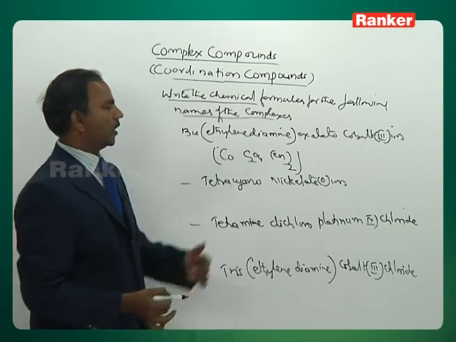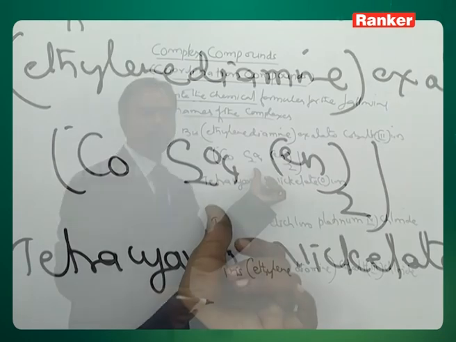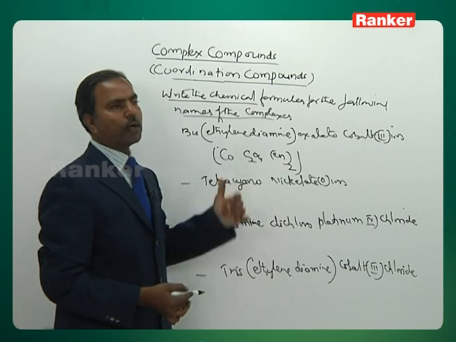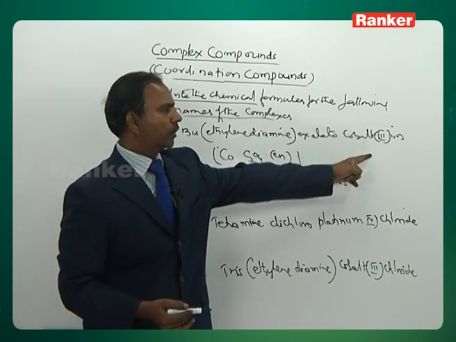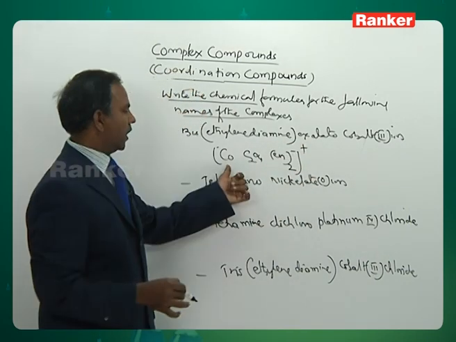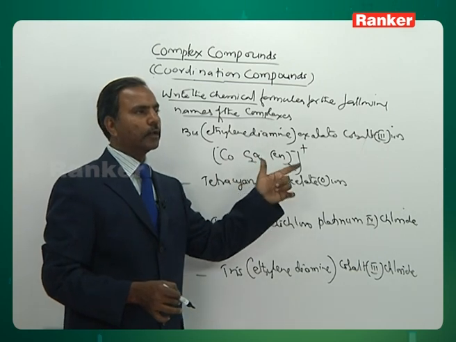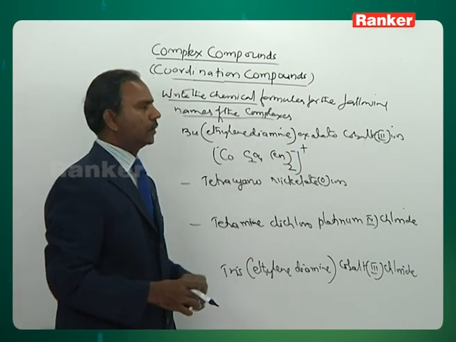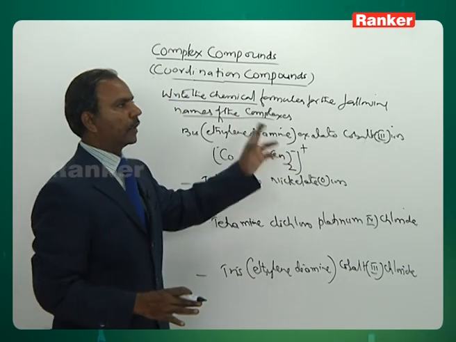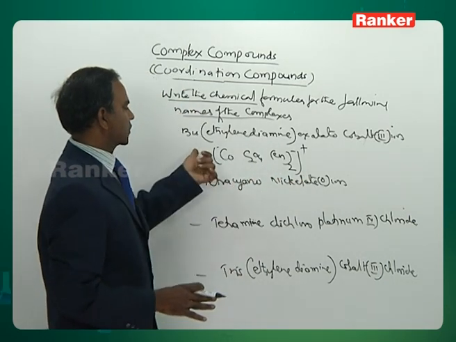Now, bis(ethylenediamine) oxalato cobalt plus 3, how to make? How many negative charges are there inside? 2. Oxalato negative charges are 2. Therefore cobalt is becoming plus 2 only. Then you have to make it cobalt plus 3, therefore a plus charge is required. Why are we putting this positive charge? It is not an anionic complex, it is cationic. Therefore Co C2O4 en taken twice, the first complex.